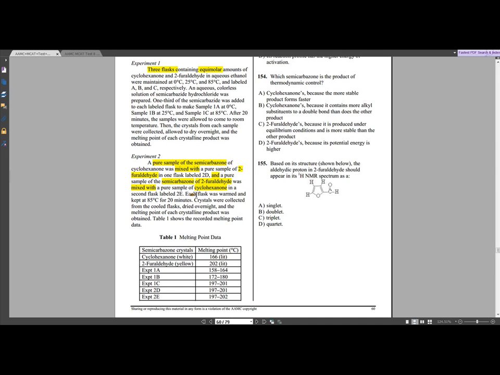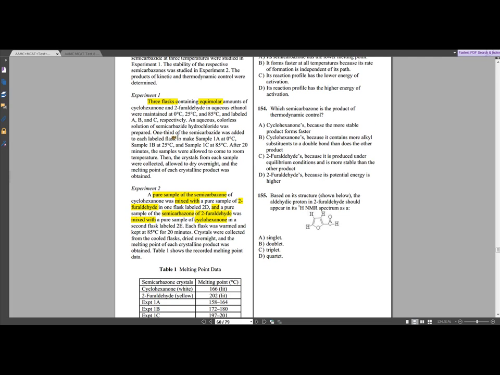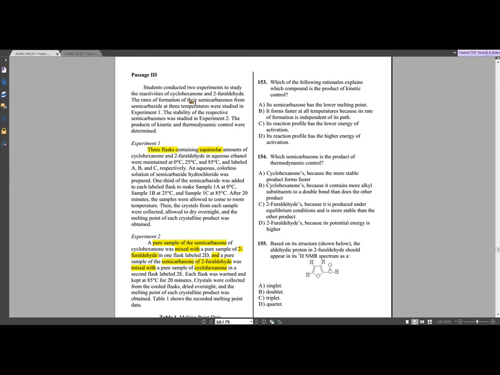Let's see. Does the passage have anything to help with that? No, the passage... I mean, kinetic control must be temperature then. Kinetic and thermodynamic. Okay, I remember that. Damn, I still don't remember what the difference was. That's like organic chem 1, I think.